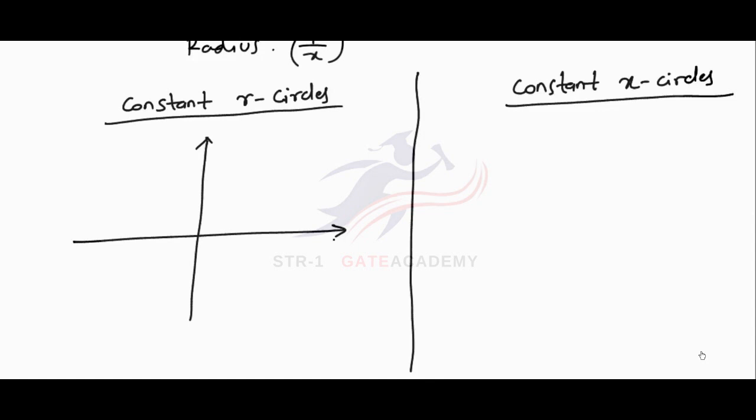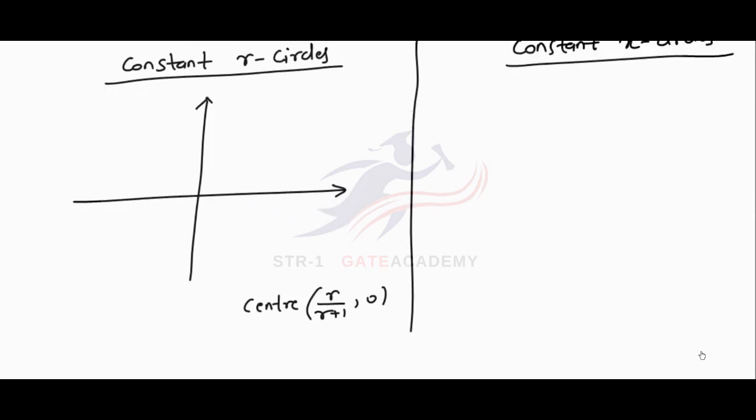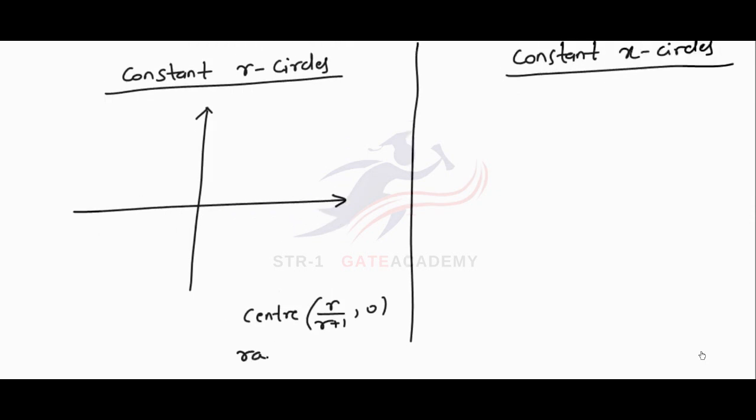So constant R circles have their center at r by r plus 1 comma 0 and their radius is 1 by r plus 1. Now first of all, r equal to 0. So for r equal to 0, the center is 0 comma 0 and radius is 1.